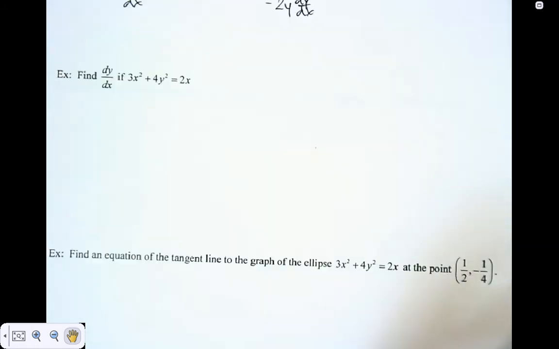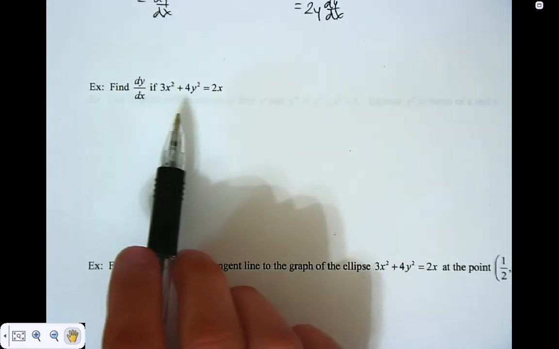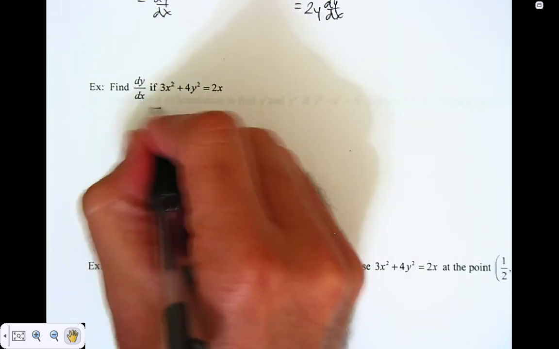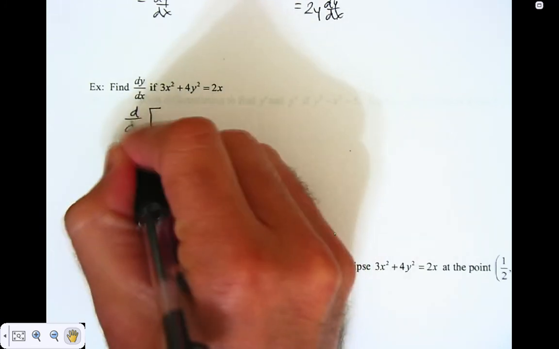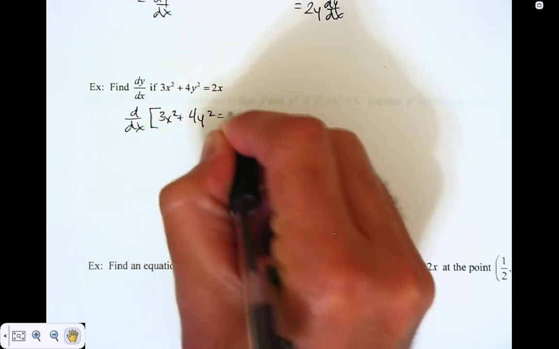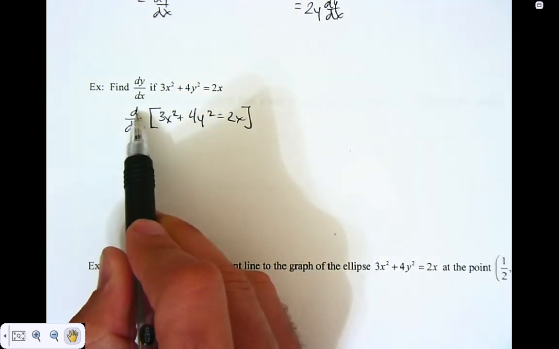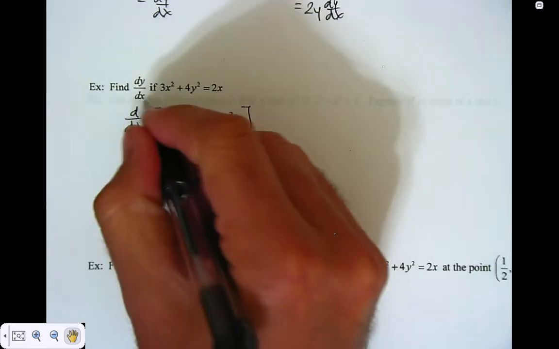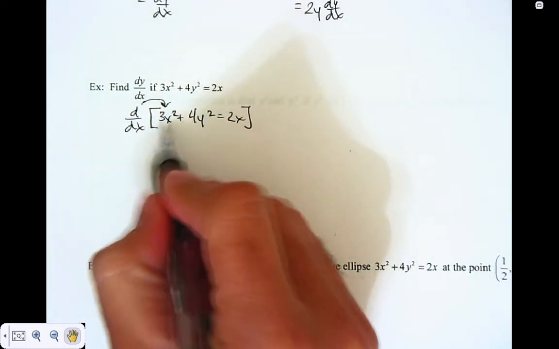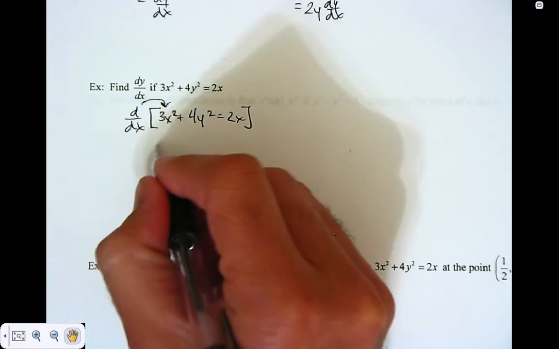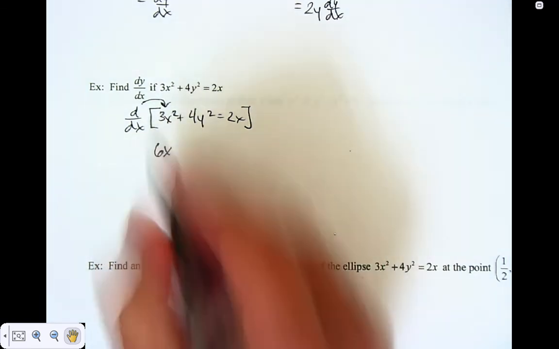So if we could, we would just use all the rules we've learned. But because we can't, you have to take the derivative. We're going to take the derivative of this whole thing with respect to x. 3x squared plus 4y squared equals 2x. So this is saying take the derivative of this whole equation with respect to x. When you do it of this first term, like we talked about, this is an x term, and so we just use our normal power rule. 2 times 3 is 6, x to 1 smaller.